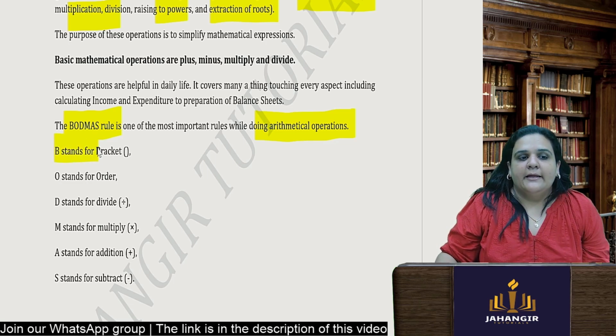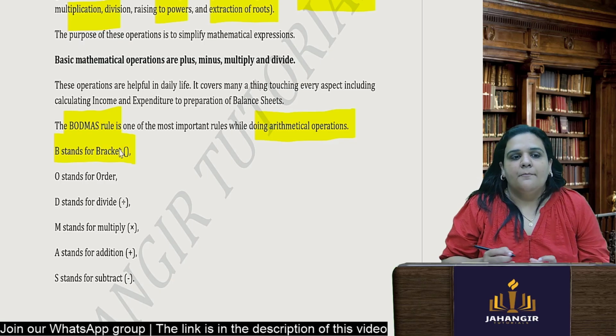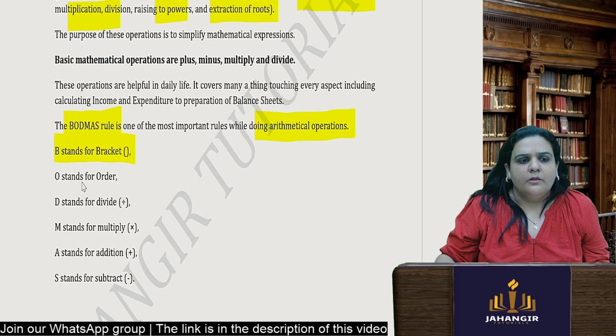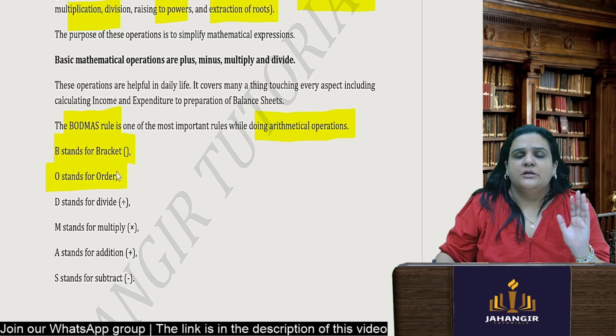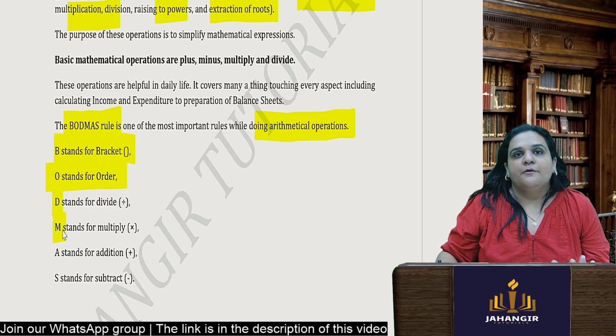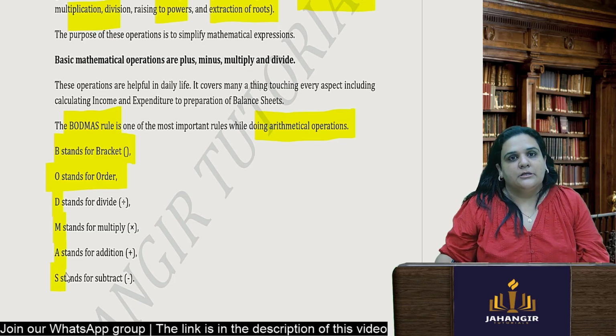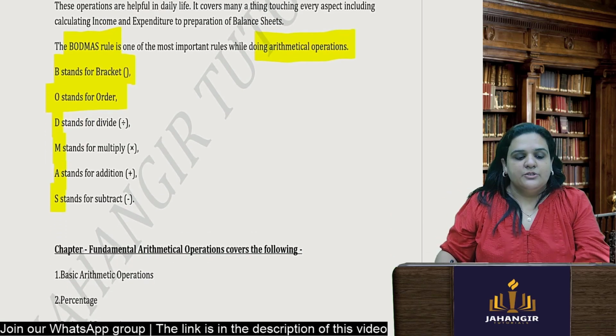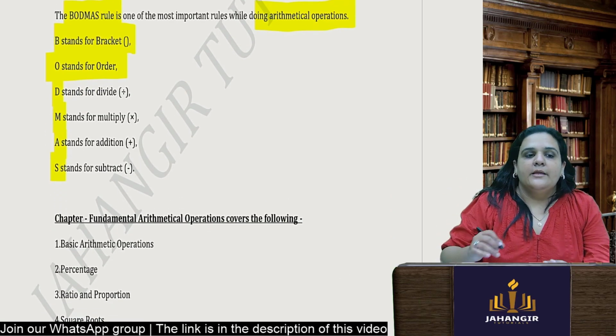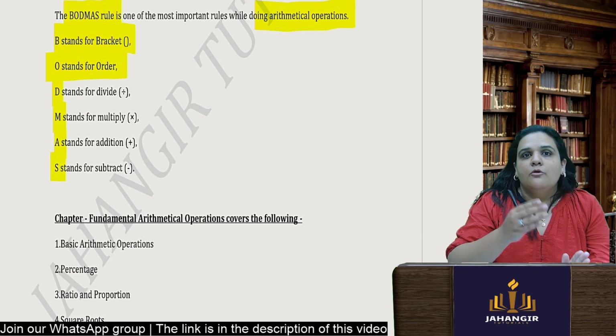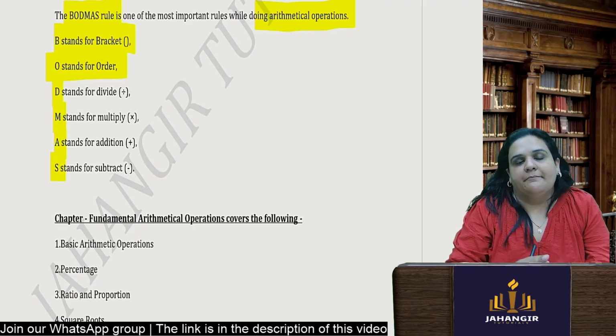B stands for bracket. Anything given in the bracket of the operation, we do it first. O stands for the order in which the sum is given. D, of course, is division. M is for multiplication. A is addition, and S stands for subtraction. You will notice that all the sums we are going to do, we will be doing in this format throughout all the sections of this chapter.